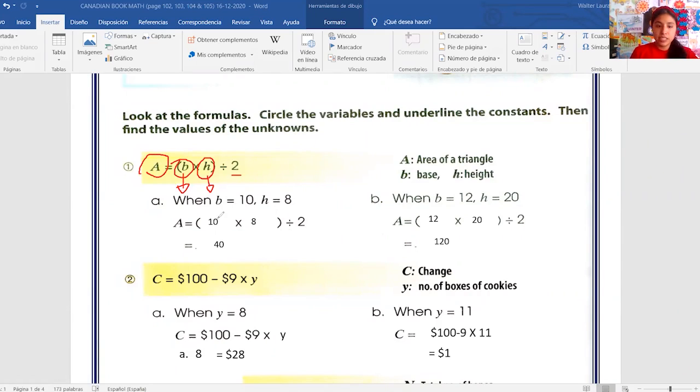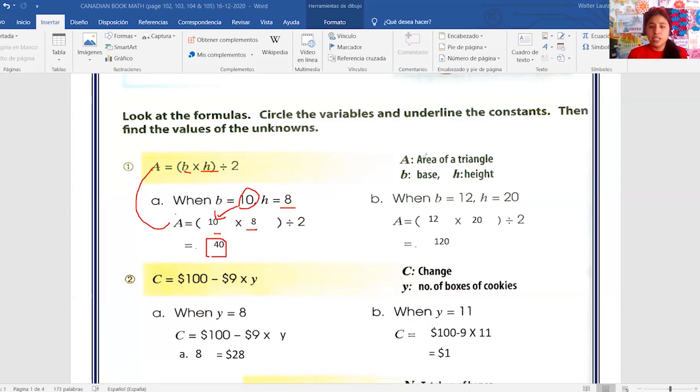Now we need to replace. Our equation will be like this: A equals, we open parentheses, we have B, but we know the value of B. It is 10. I will write here 10 times H, but we know the value of H. It is 8. So 10 times 8, we close the parentheses, divided by 2. So 10 times 8 equals 80. 80 divided by 2 equals 40. We found the unknown. It is 40.